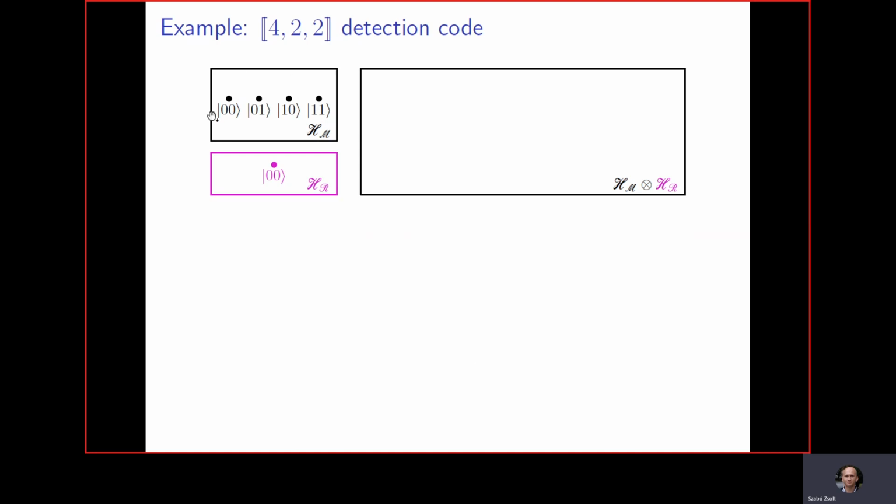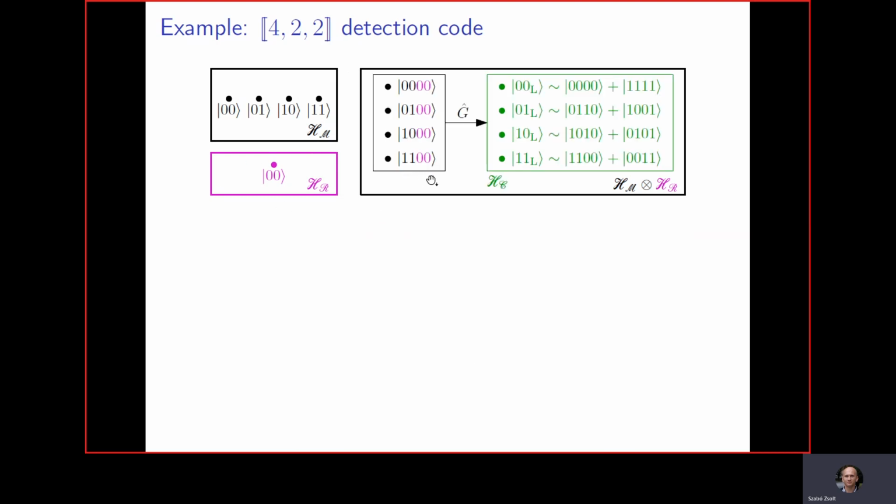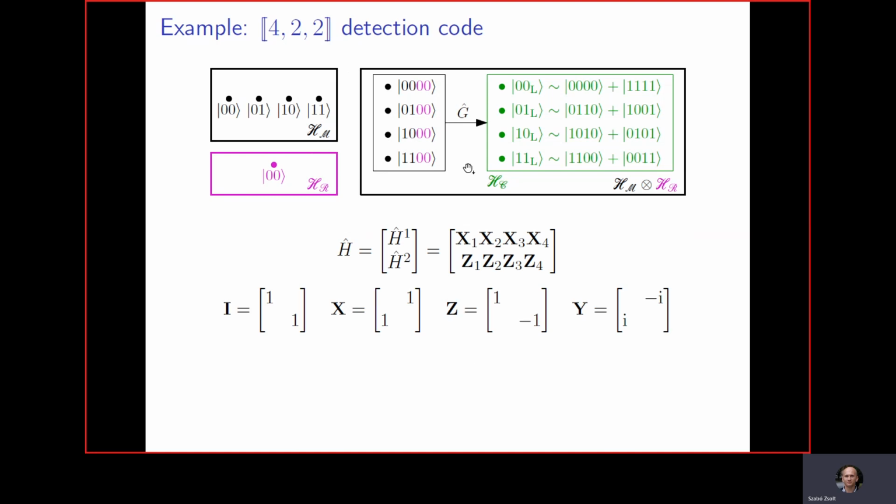In the case of the [[4,2,2]] detection code, the message Hilbert space HM is the Hilbert space of 2 qubits, and so is the redundancy Hilbert space HR. Here are the product states that are the tensor product of a message state and the redundancy state, and here are the logical message states. I will not go into the details because this code is best described in terms of its stabilizers.